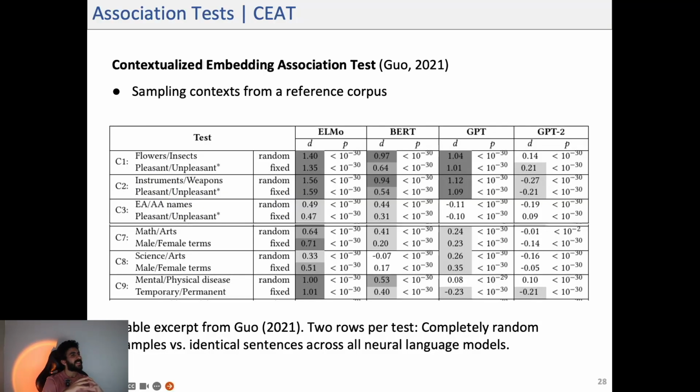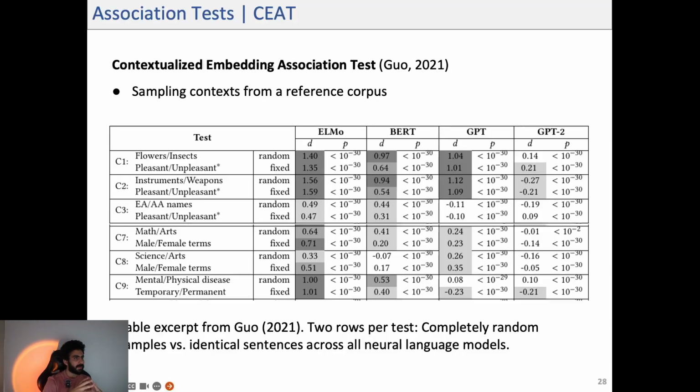Now let's take the idea of bias testing a step further. With CAAT, the Contextualized Embedding Association Test proposed by Guo in 2021. Unlike WEAT, which tests word-level embeddings, CAAT works with contextual embeddings, like those generated by BERT or GPT. That means the meaning of a word depends on the sentence it's in, just like in real language.